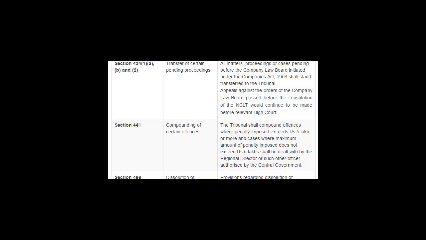So the tribunal can only compound the offences where the penalty imposed is 5 lakh or more. Cases where the maximum amount of penalty does not exceed 5 lakh will be dealt with by the regional director or the central government's nominee authorized officer. Let me say it again. Let me clear the things. If your penalty is 5 lakh or above, it will be dealt with by the tribunal. If it is below 5 lakh, it will be dealt with by the regional director and the authorized nominee officer of the central government.